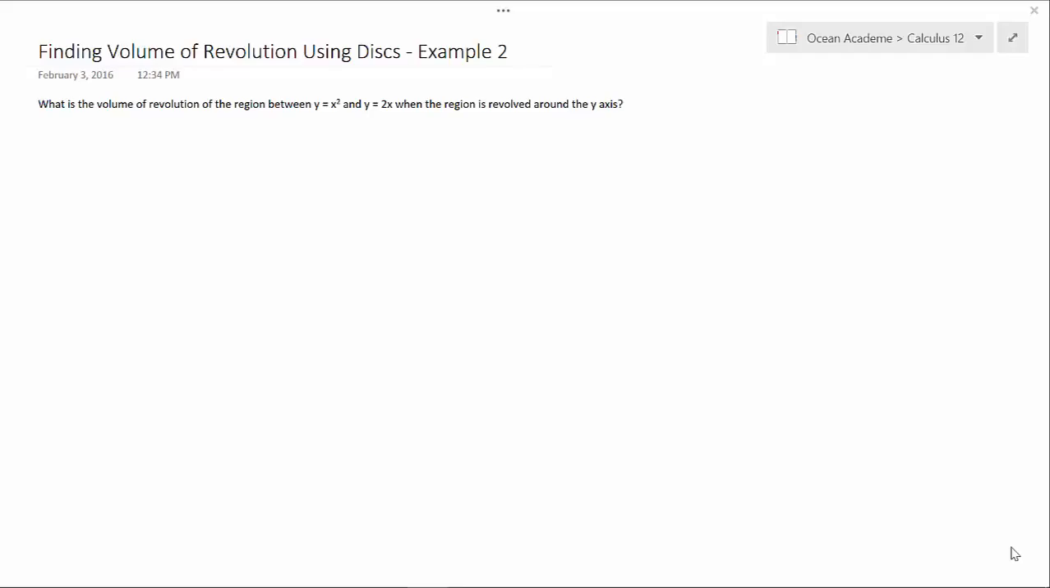Finding volume of revolution using disks, example 2. What is the volume of revolution of the region between y equals x squared and y equals 2x when the region is revolved around the y-axis? First, let's draw our graph, and we're dealing with a parabola, y equals x squared, and also a line, y equals 2x. And we're interested in the volume between these two.